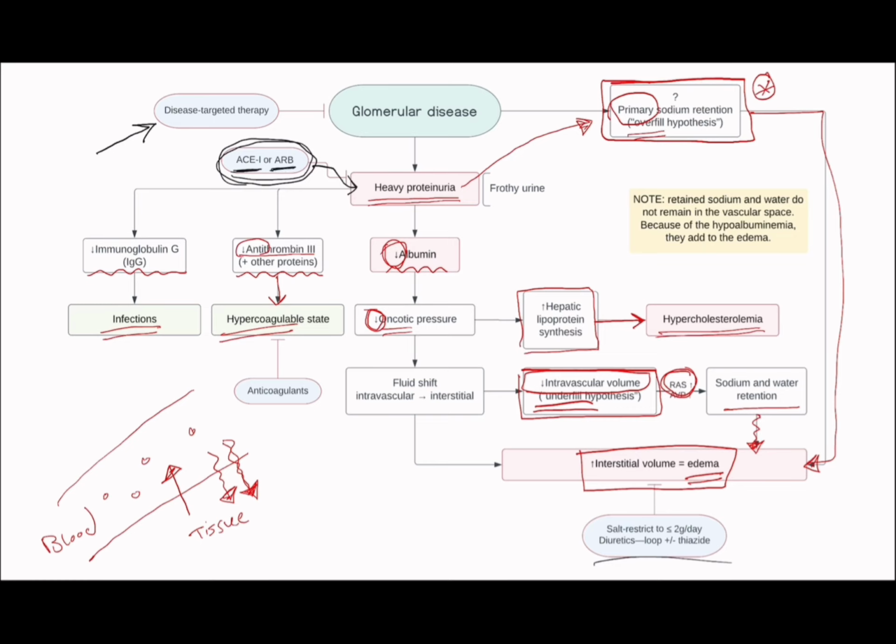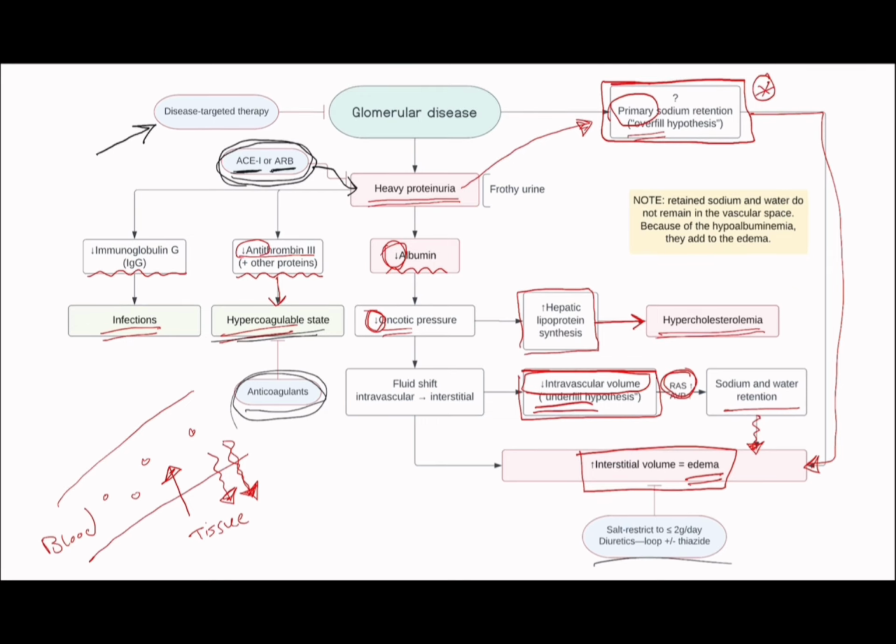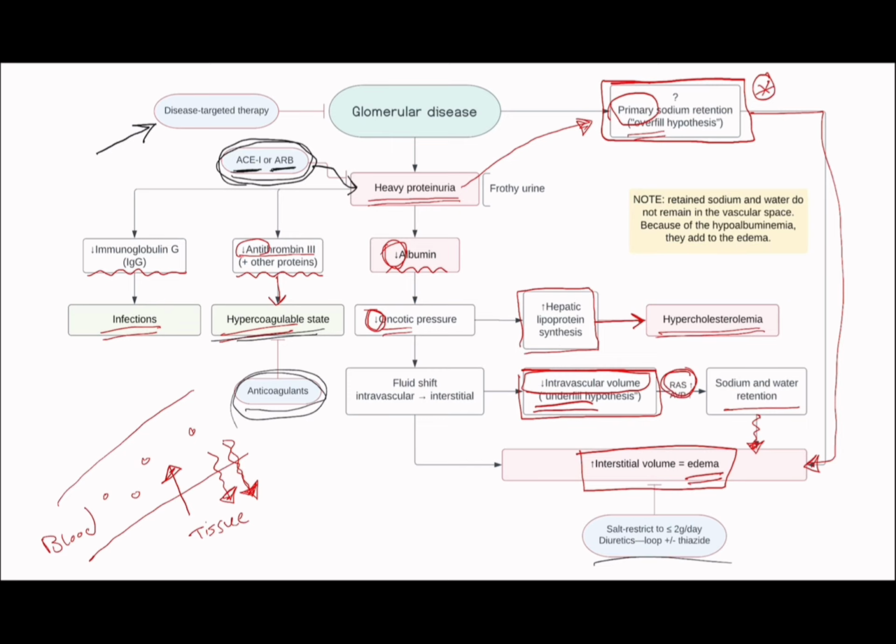For the hypercoagulable state, we'll give anticoagulants. Now, the prophylactic use of anticoagulants in nephrotic syndrome is controversial, but if the patient is diagnosed with a thrombotic complication such as DVT, pulmonary embolism, or renal vein thrombosis, we'll anticoagulate these patients for the duration of the illness. So, as long as they are nephrotic, they'll be on an anticoagulant.